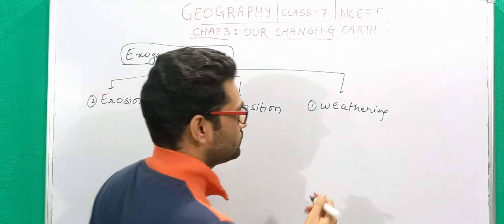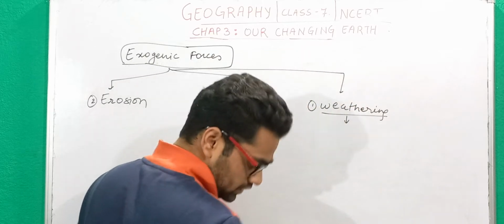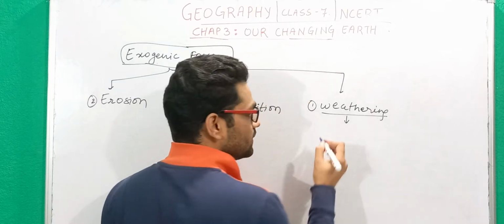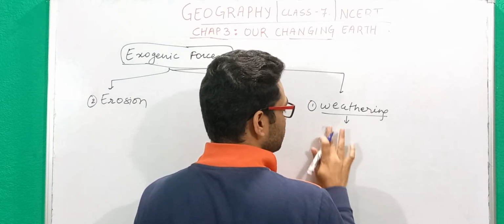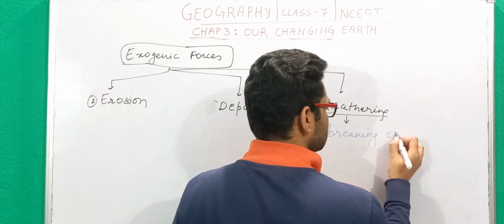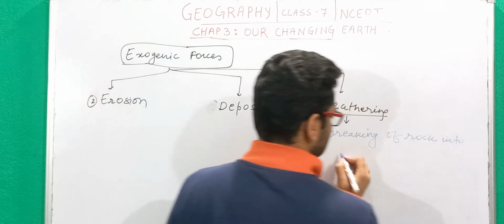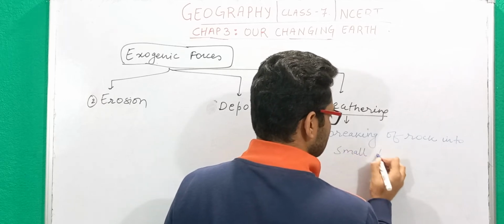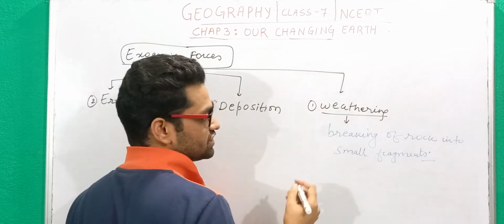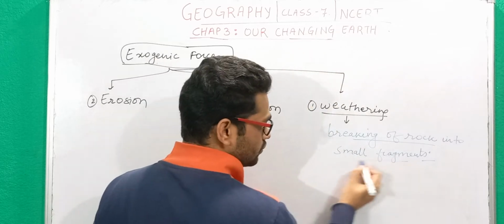We will study them in order. First is the weathering of rocks. So let's try and understand what this weathering phenomenon is. Weathering is basically the breaking of rocks into smaller fragments. What is happening here? The rock is breaking up, and it is breaking up into smaller fragments.